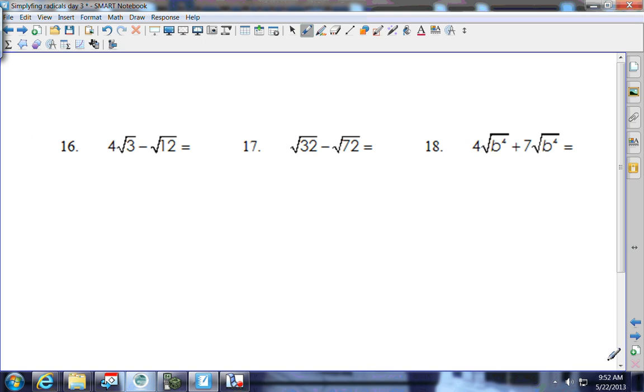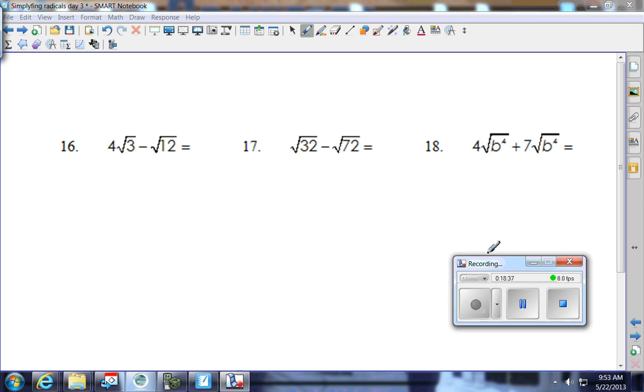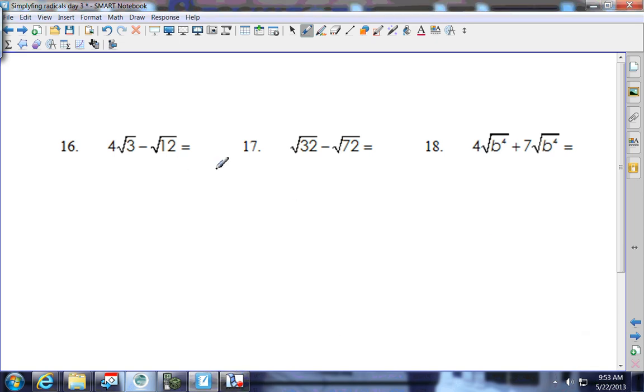Number 16 through 18. 16 through 18. Do those now. All right, number 16. 3 is as simple as it can go. 12 will split up, though, as 4 and 3. Square root of 4 is 2. So the first one stays 4 square root of 3. Square root of 4 is 2, so I have minus 2 square root of 3.